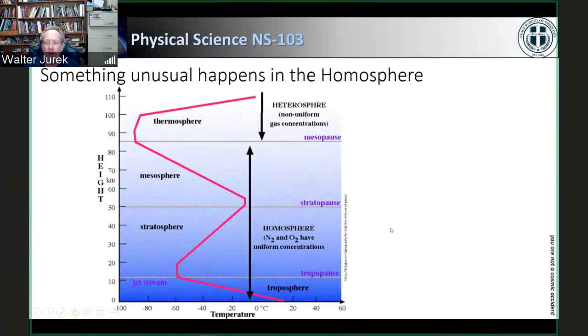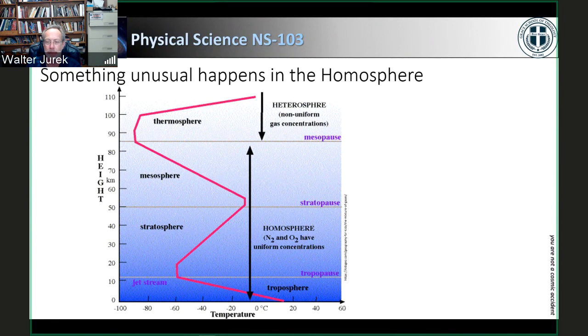Back to what's going on in the stratosphere. So let me walk you through this picture. Visually, you kind of look at it and go, whoa, what's happening? So let me walk you through what's going on here. Look at the horizontal axis. It's labeled temperature.